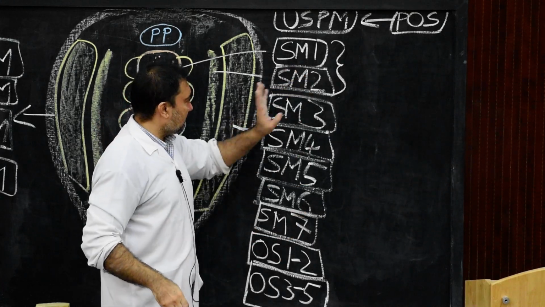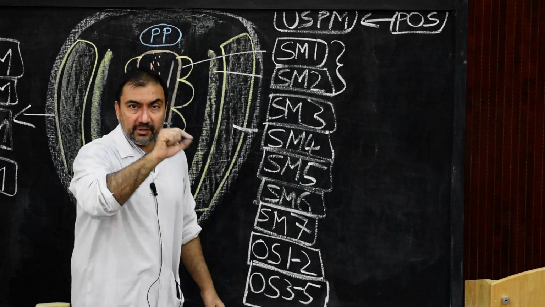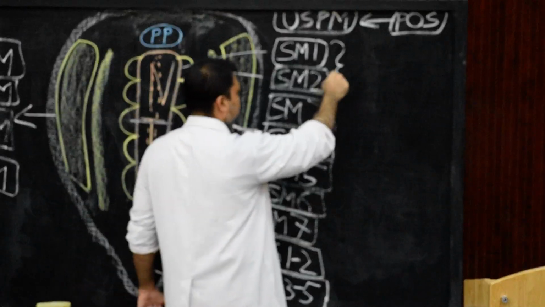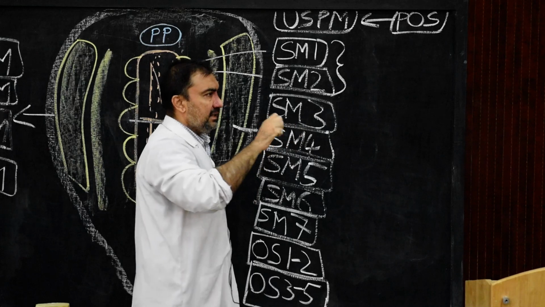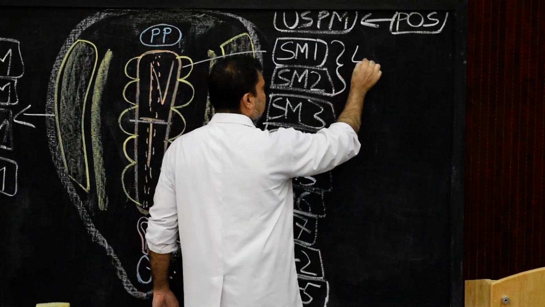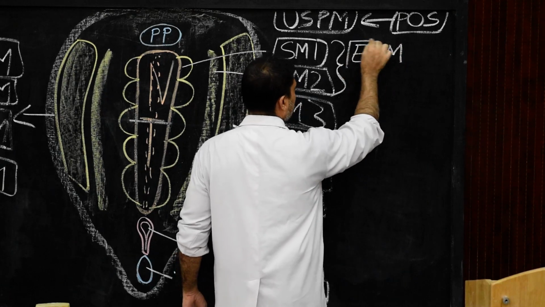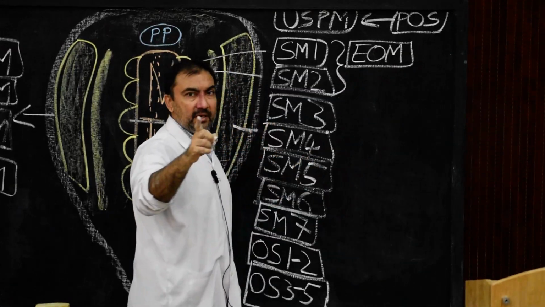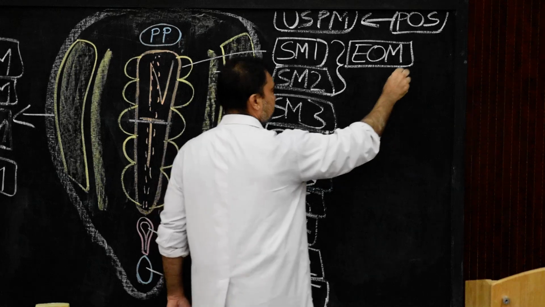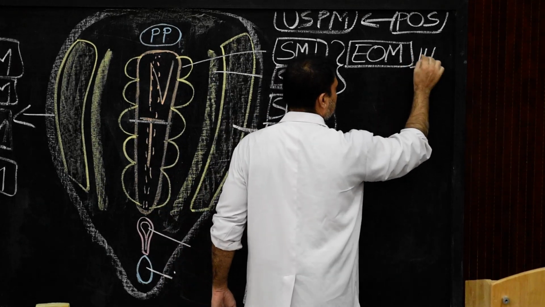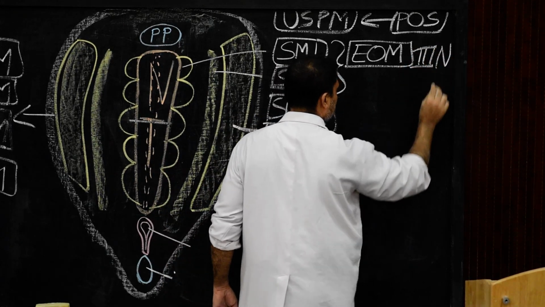So from somitomere number 1 and 2, the following structures will develop. Please note down. It will develop into extraocular muscles of the eyeball which are supplied by the oculomotor nerve. So please mention, which are supplied by the oculomotor nerve.